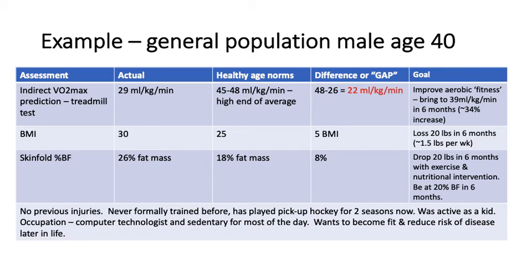Then his skin fold percent body fat is 26. He's currently at 26% body fat. The healthy age norm for a 40-year-old is 18% body fat. The difference, the gap, is 8%. So if he did drop that 20 pounds in 6 months with exercise and nutritional intervention, he would probably be at 20% body fat in 6 months.